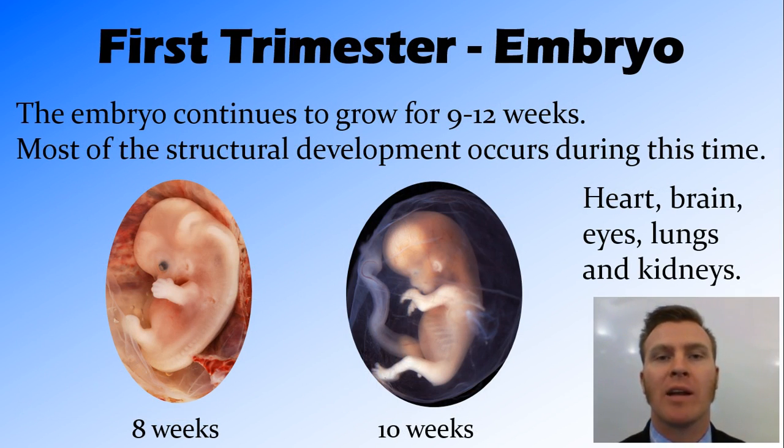We break the stages of a pregnancy down into 12-week blocks referred to as trimesters. In the first trimester, that embryo continues to grow and develop, and most of the development of structures within the embryo occurs at this time. So things like the heart, the brain, eyes, lungs, kidneys, all of these organs are present inside a 12-week-old embryo. You can see from the pictures here that once you get to about 10 weeks, it is very obvious that it's a baby human there. In those previous weeks, it's not as obvious.